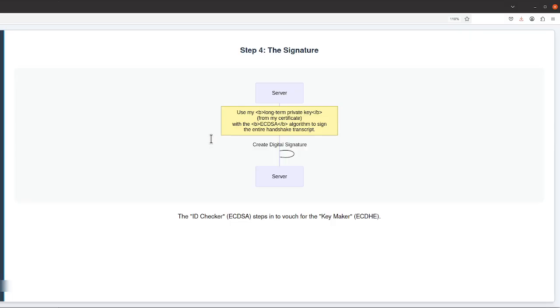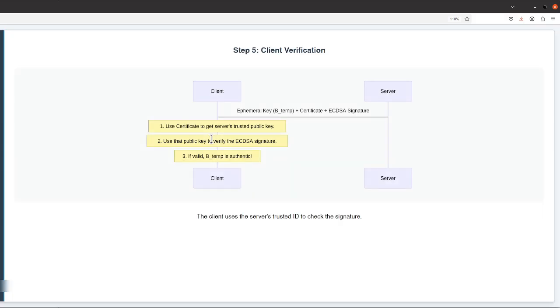Client verification. The server now sends its ephemeral public key, its certificate, and this new ECDSA signature back to the client. The client performs the crucial verification step.